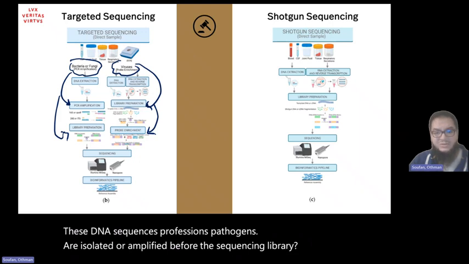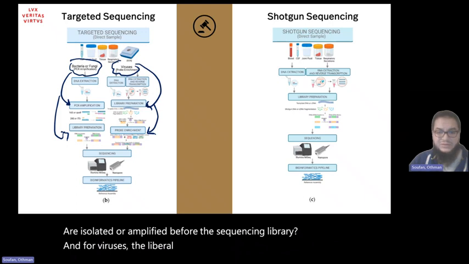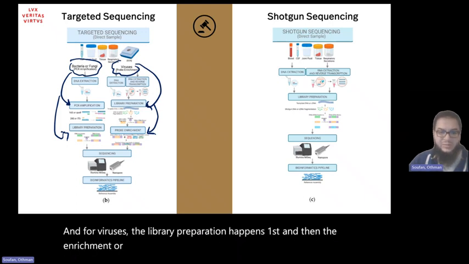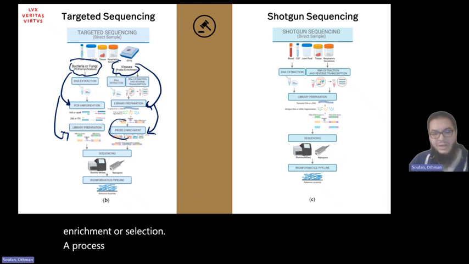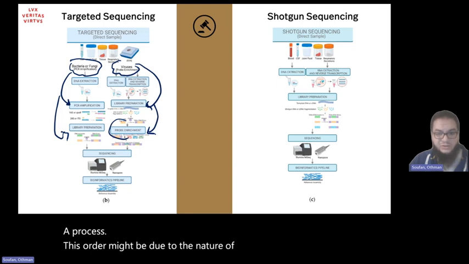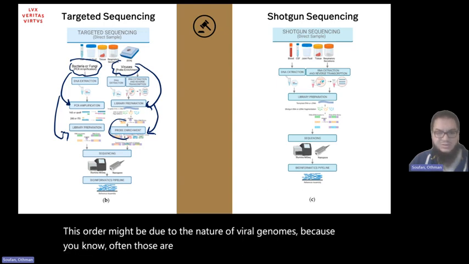And for viruses, the library preparation happens first, and then the enrichment or selection process. This order might be due to the nature of viral genomes, because often those are RNA, they are smaller and sometimes more fragile.